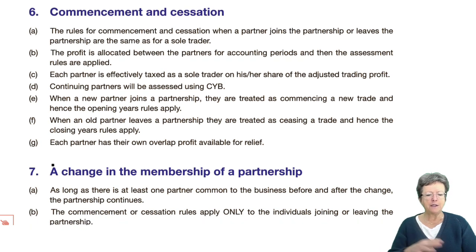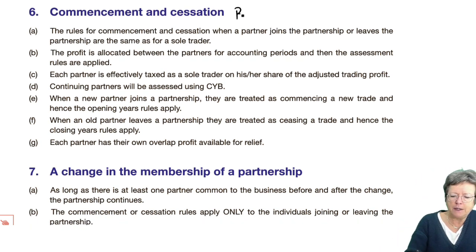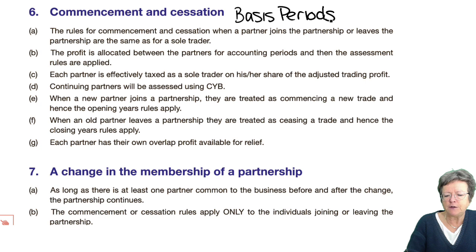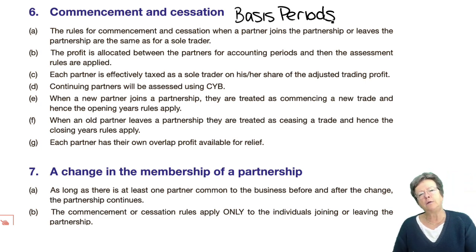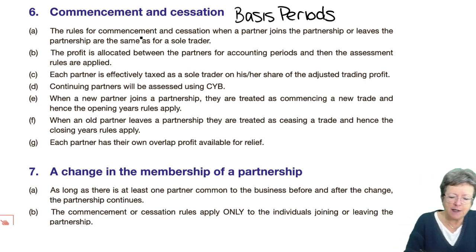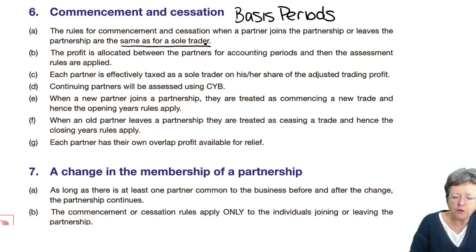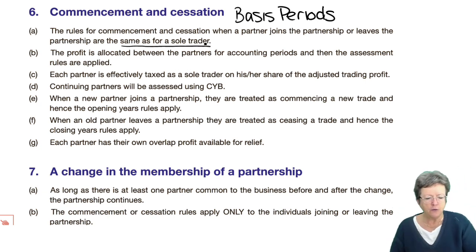Now, commencement and cessation. We're back to basis periods here. That's a whole chapter in itself, which you should have watched and taken in before you come to this. So, rules of commencement and cessation. When a partner joins or leaves the partnership, it is the same as it is for a sole trader. So there are no new rules to it. The profits are allocated between the partners for the accounting period, and then the assessment rules apply.